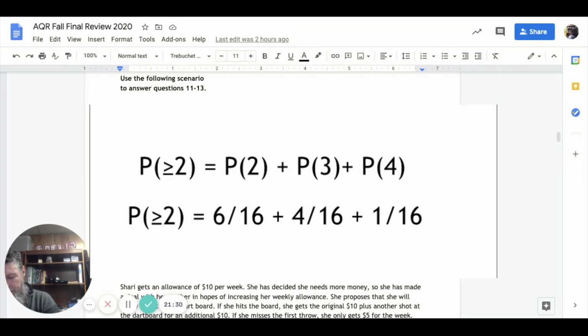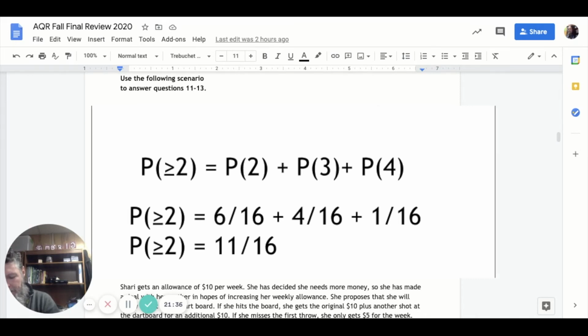So let's do that. How does that come out? 6 plus 4 plus 1 all over 16. They have the same denominator, so I can do that. That comes out to 11/16. That is the probability that she will win at least 2 games, okay? In 5 of the 16 outcomes, she'll win either 1 or none. So there you go.